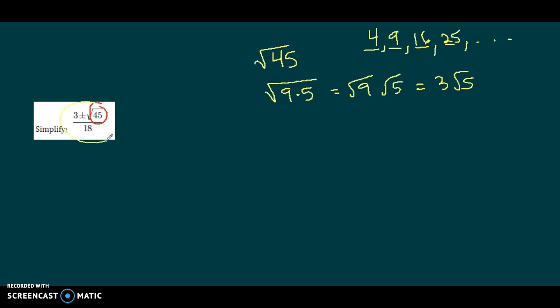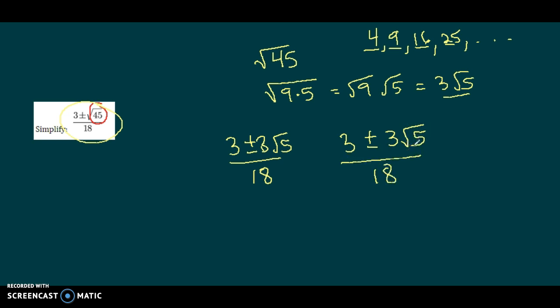I'm going to go back to this whole expression and replace that root 45 with a simplified version. So the 3 stays. This is called a plus minus symbol. It means you're going to add and also subtract the number underneath to get two different answers. And root 45 will be 3 radical 5 all over 18. That's kind of messy. I'm going to rewrite that so it's not so gross.